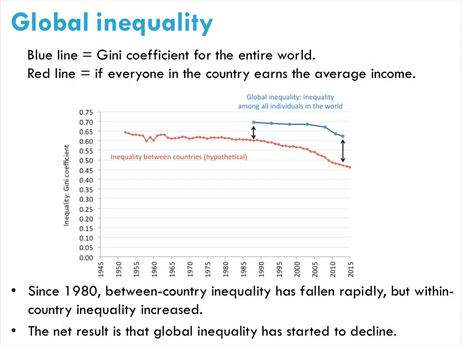And what about Earth overall? Global inequality, on the blue line, the Gini coefficient is measured for the entire world. And in the red line, if everyone in the country earned the average income, that's what the hypothetical Gini line would be. So since 1980, you see between country inequality has rapidly fallen, but within country inequality has increased, but on net, global inequality has begun to decline.